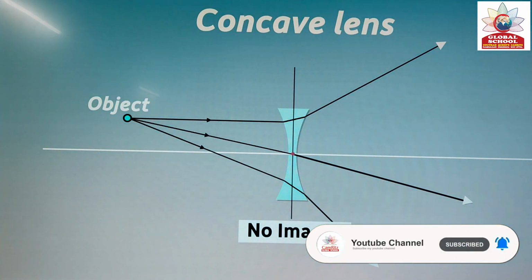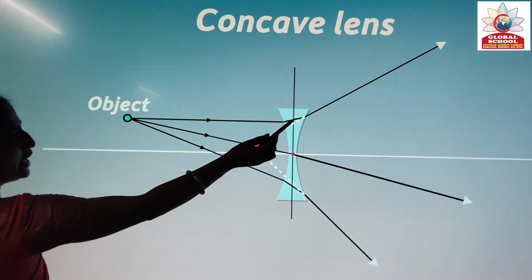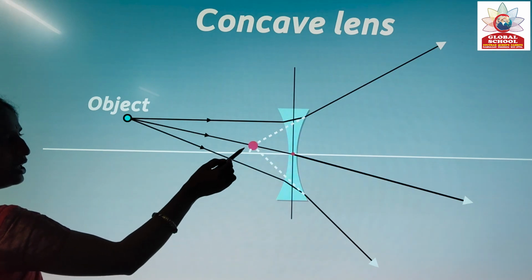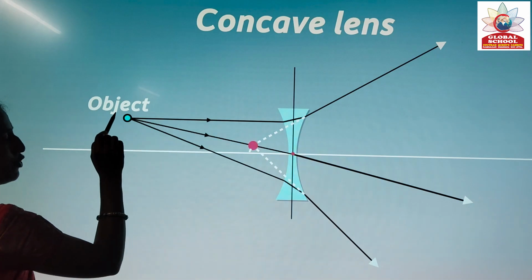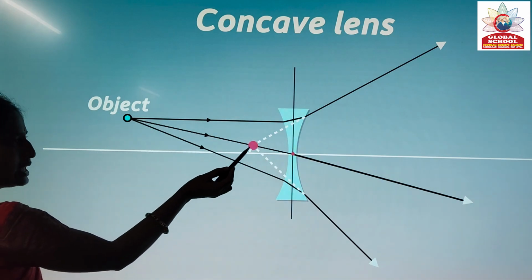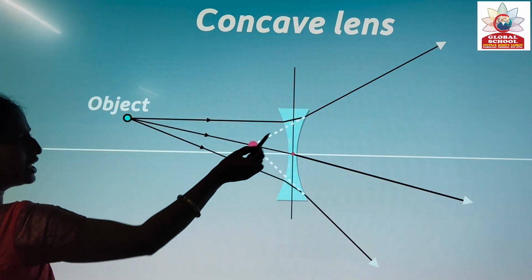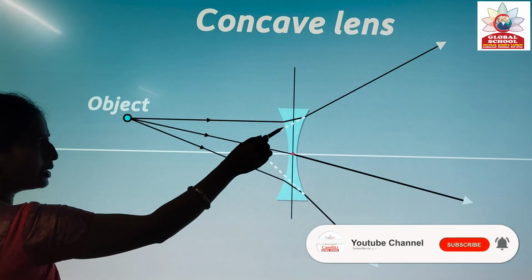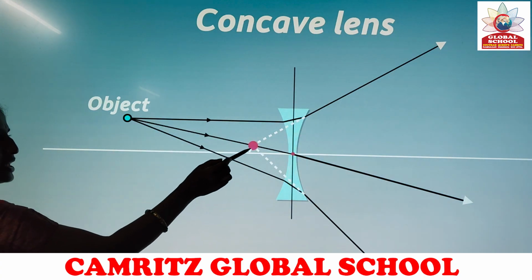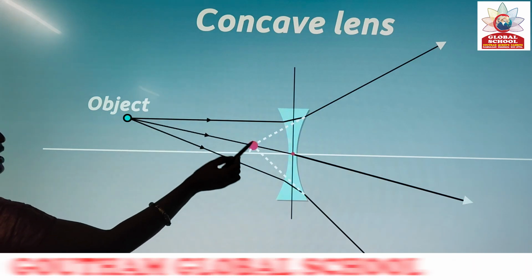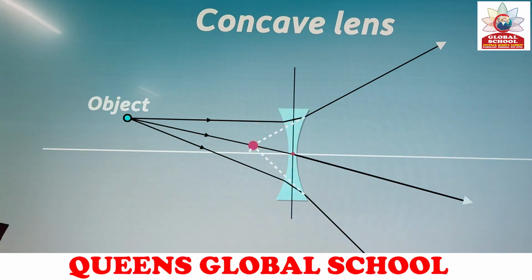So what do we have to do? We have to extend the refracted rays at the back of the lens. Now the refracted rays intersect. This is the image formation of the object, but it is a virtual image. Why? Because the image is not captured on the screen. The image is captured by extending the refracted rays, so it is called a virtual image, and it is an erect and enlarged image. These are the characteristics of the image formation in a biconcave lens.